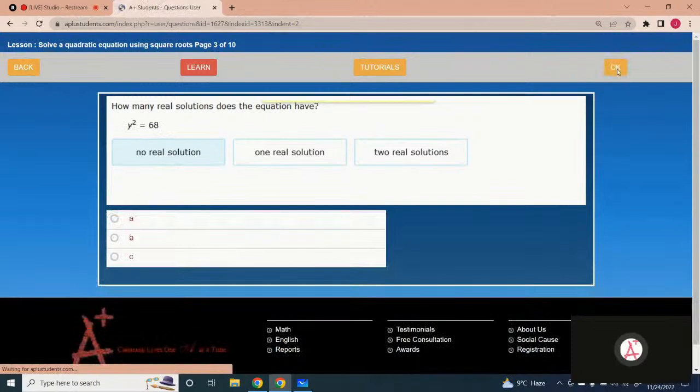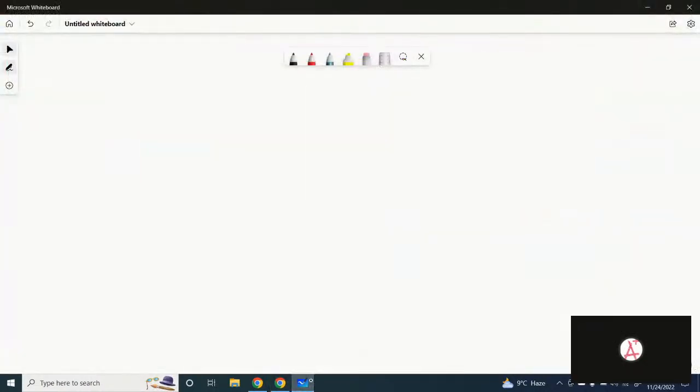Okay, the next one is how many real solutions does the equation have? Whenever you have to look at how many real solutions the equation has, the equation is y square equals 68. You have to see whether it has no real solution, one real solution, or two real solutions. So you have to solve the equation for y. Got it? You have to take the square root of both sides.